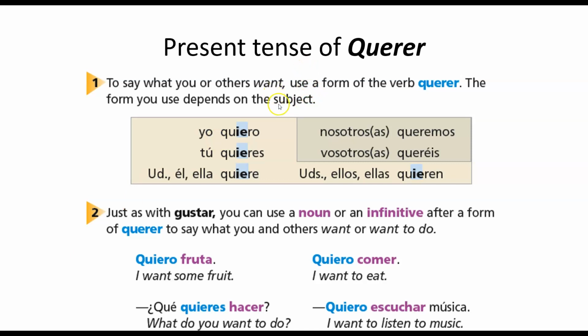The present tense of the verb querer, to want. To say I want something, you say yo quiero. You want, tú quieres. Usted quiere, you want formal. Él or ella quiere, he or she wants. Nosotros queremos, we want. Vosotros queréis, y'all want. Ustedes quieren, you all want. Ellos or ellas quieren, they want.